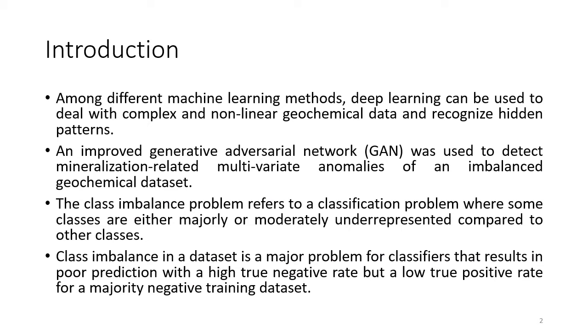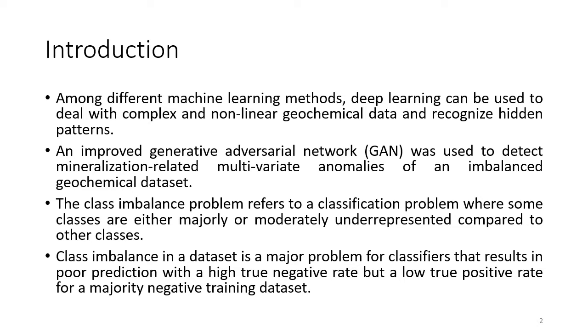Among different machine learning methods, deep learning can be used to deal with complex and nonlinear geochemical data and recognize hidden patterns. An improved generative adversarial network has been used in this study to detect mineralization-related multivariate anomalies of an imbalanced geochemical dataset. The class imbalance problem refers to a classification problem where some classes are either majorly or moderately underrepresented compared to other classes.